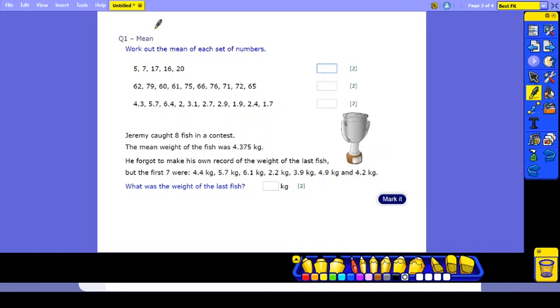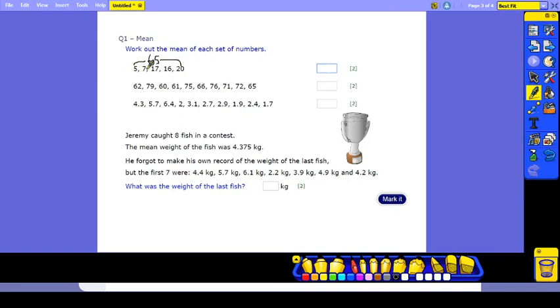So when I add up all of the numbers together, I'm then going to divide it by how many numbers there are in that set of numbers. So here there are 1, 2, 3, 4, 5. So I'm going to start by adding up all of these numbers together, which equals 65. You can check that by adding it up yourself. I've got 65 all together.